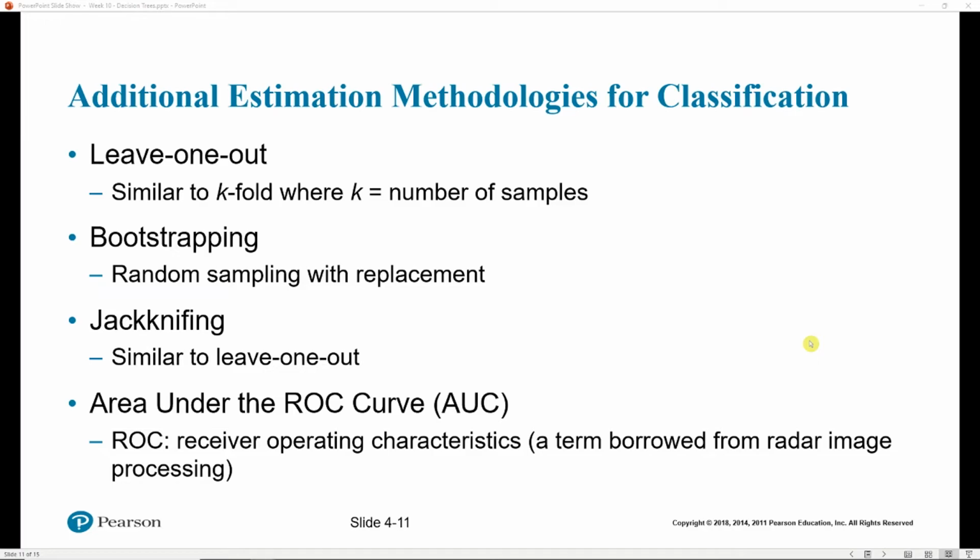There's also a technique called jackknifing, which is similar to leave one out, but in jackknifing, the accuracy is calculated by leaving one sample out at each iteration of the estimation process.